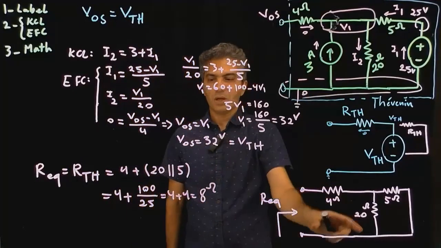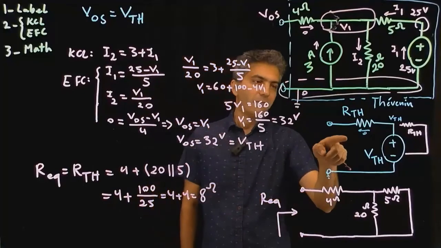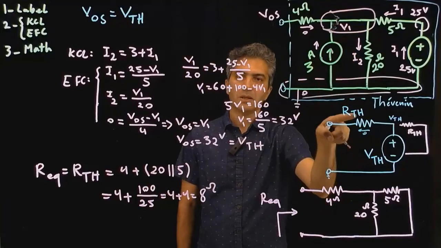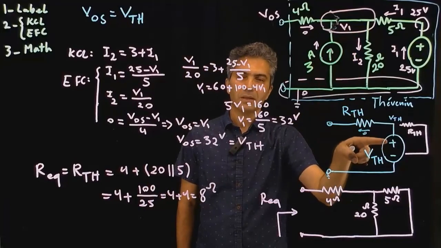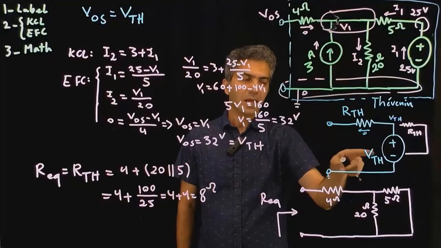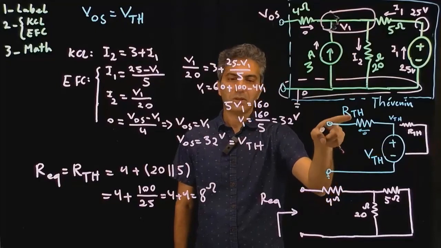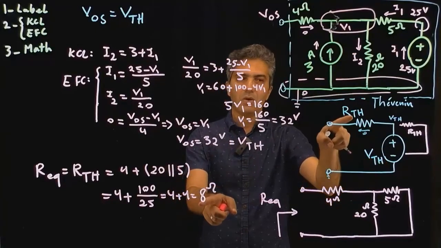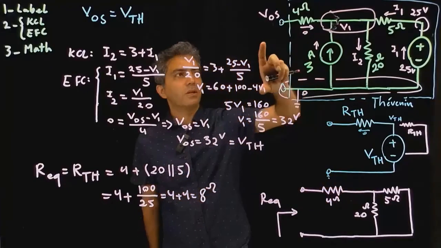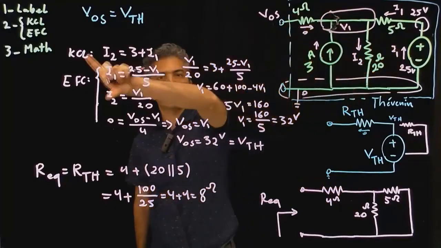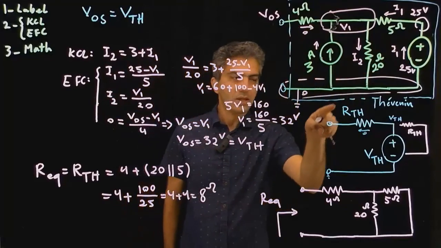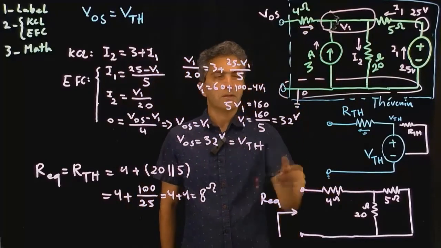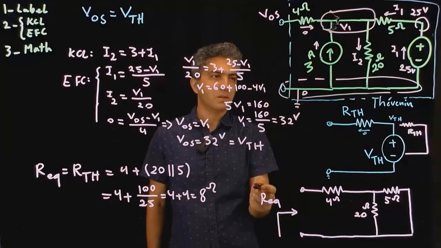Therefore, once we're done with this process, I have managed to represent that circuit up here with the circuit down here, which we call the Thevenin equivalent of that circuit, and the values for V Thevenin and R Thevenin are correspondingly 32 volts and 8 ohm. So from now on, whenever I want to connect this circuit to anything else, I can take the equivalent circuit and connect it instead. Let's say I wanted to connect that to just a resistor.